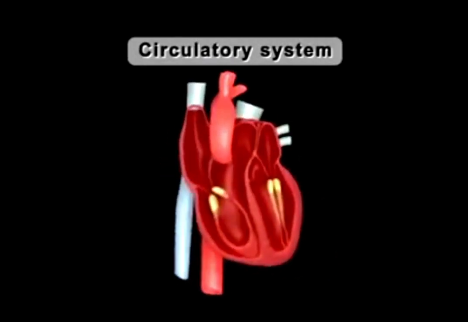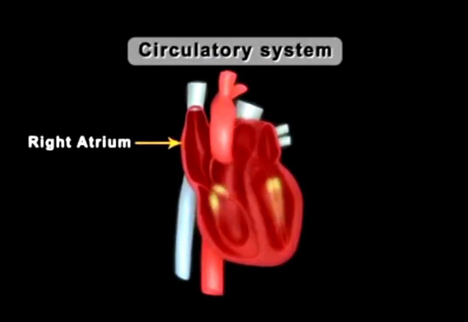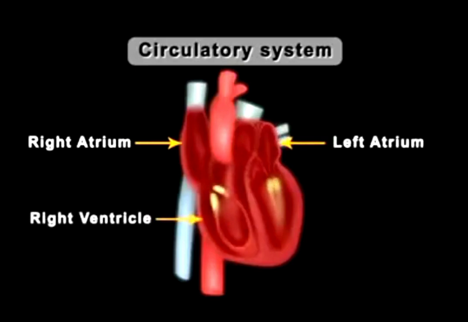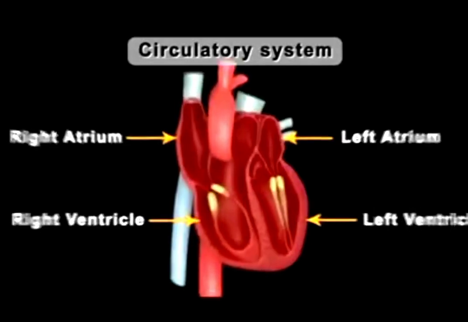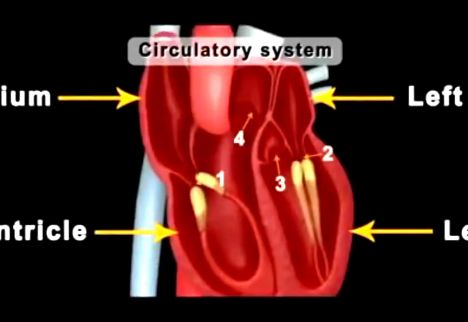The human heart has 4 chambers, known as the right atrium, the left atrium, the right ventricle, and the left ventricle. There are 4 valves in the heart. All these valves are one-way valves, which allow blood to flow in one direction only.